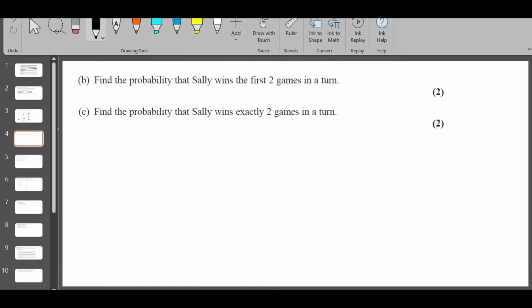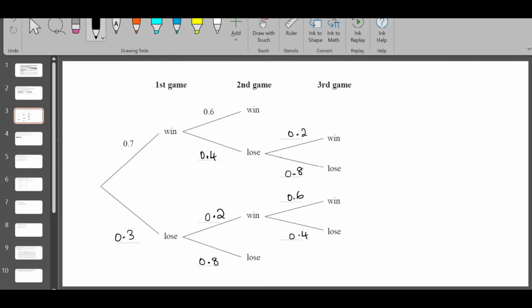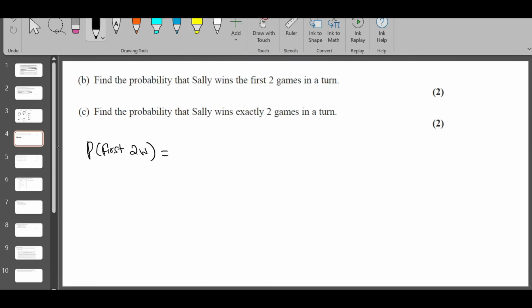Part B. Now find the probability that Sally wins the first 2 games in a turn. She wins the first 2 games, so this times this. You need to multiply these two. 0.7 times 0.6 is 0.42. 0.42 is the answer for part B.